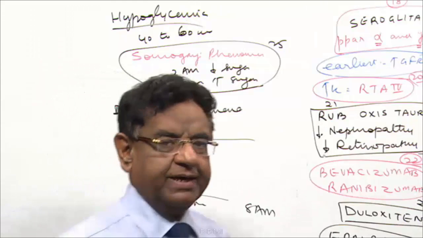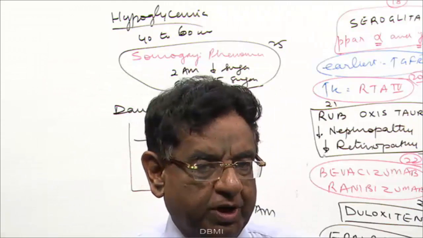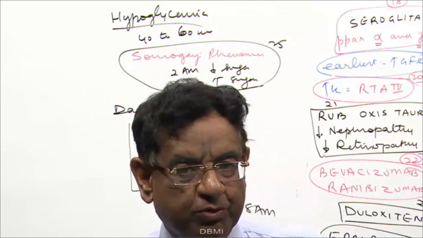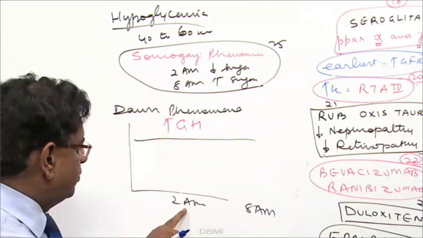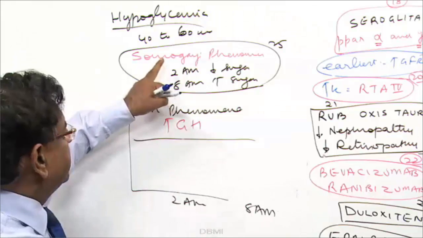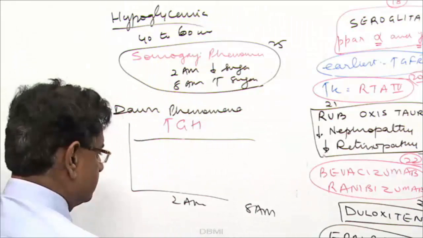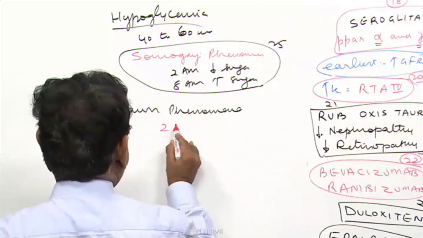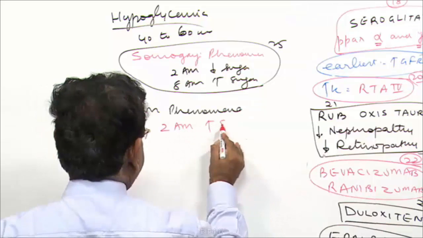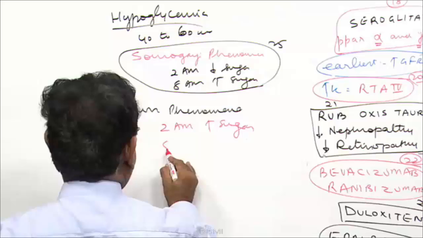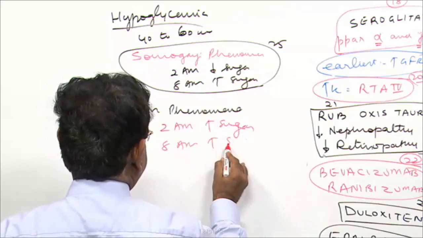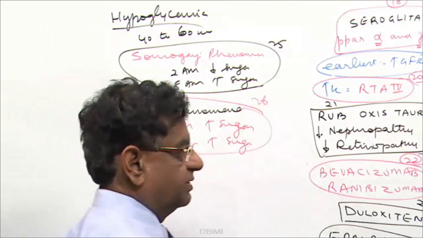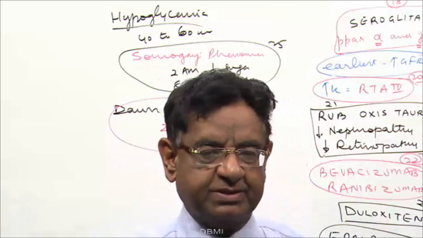Remember, 8 a.m. sugar was raised in both Somogyi phenomena as well as dawn phenomena. But if you want to differentiate between the two, you will check sugar at 2 a.m. At 2 a.m. in dawn phenomena sugar is high, but in Somogyi sugar is low. So friends, in dawn phenomena, 2 a.m. increased sugar, 8 a.m. increased sugar. This is box number 26.